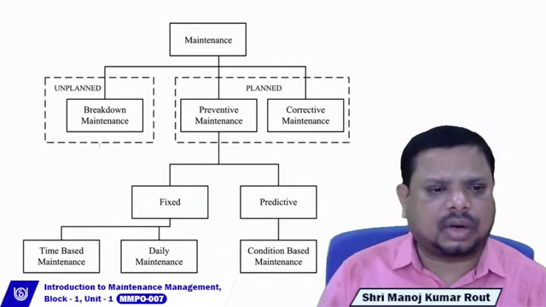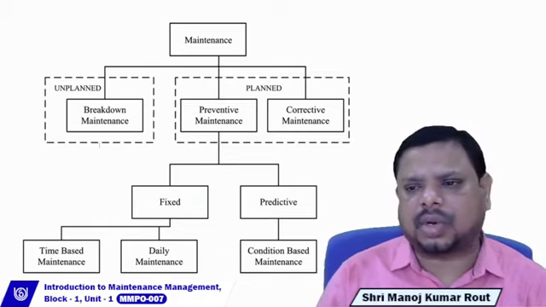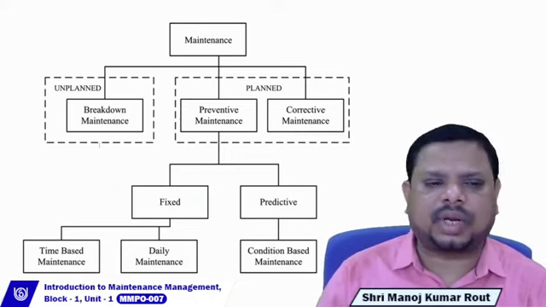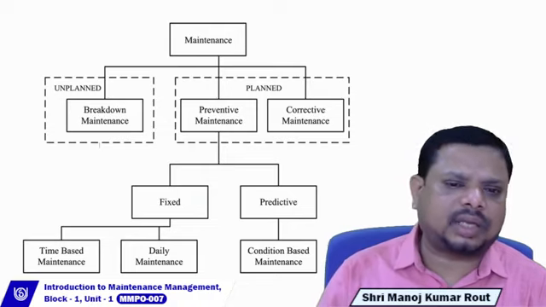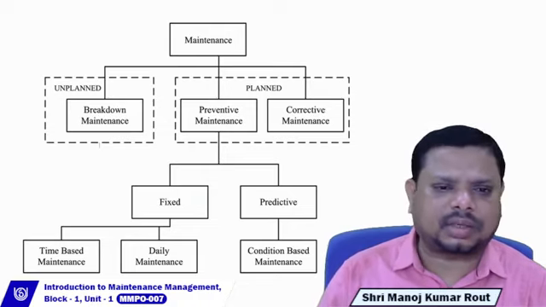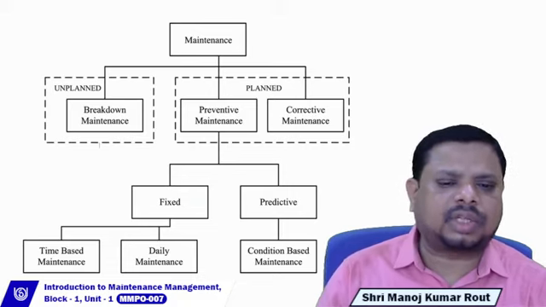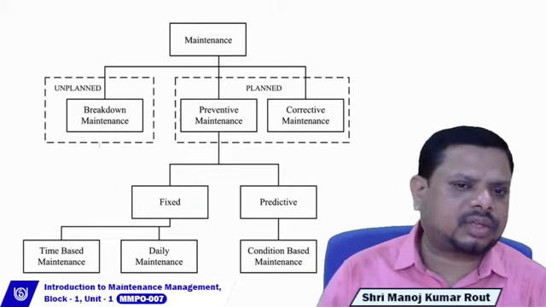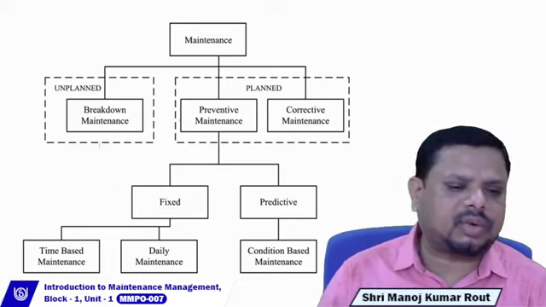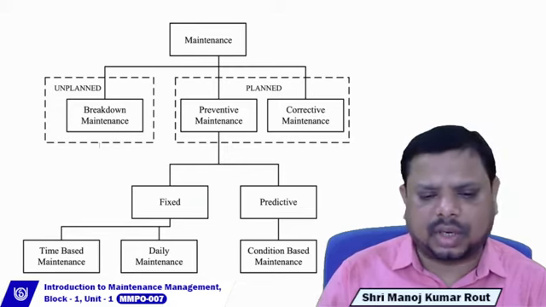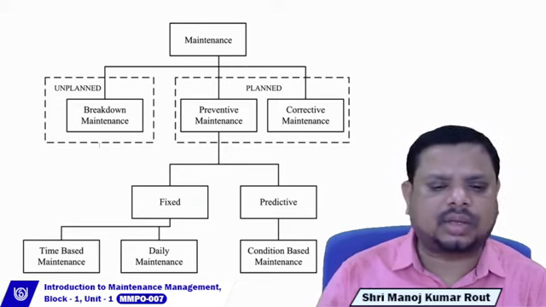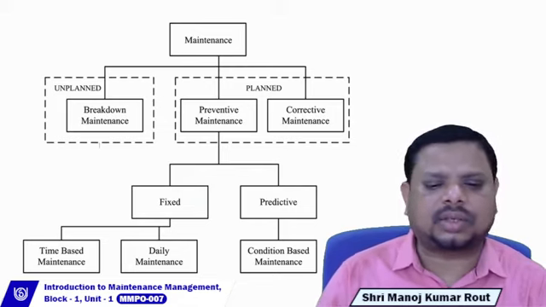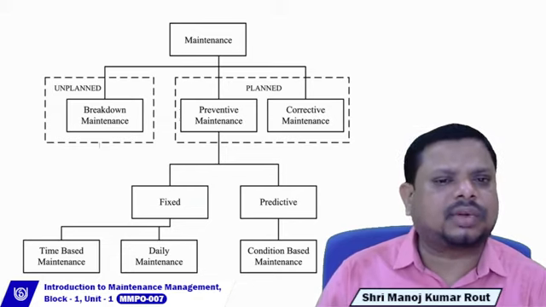Maintenance is of two types, unplanned maintenance and planned maintenance. In case of unplanned maintenance, we have breakdown maintenance, and in case of planned maintenance, we have preventive maintenance or corrective maintenance. And the third one is fixed and predictive maintenance. If you go for further classification of maintenance, we have time-based maintenance and daily maintenance. On the other side, we have predictive maintenance, which is known as condition-based maintenance. So this is the classification of maintenance.